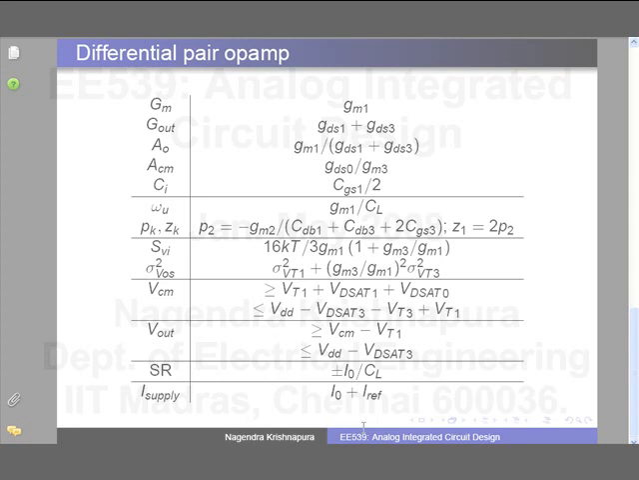Two alternatives: pump in more current or increase the size of the transistors. What's the trade-off associated with these things? What happens if you pump in more current? Is there any disadvantage? Power dissipation will go up. Anything else? Swing will also reduce because this VDSAT term will increase.